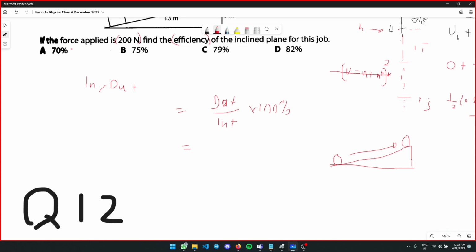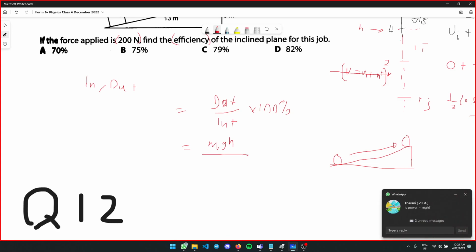Find the efficiency in this. So just put work also, you still get the same efficiency. You put power, or work, you still get the same thing. So you can just do a W, work output and work input. So work output will be mgh. So what is work input? Work input will be the displacement.